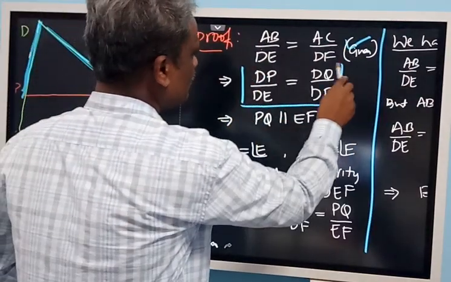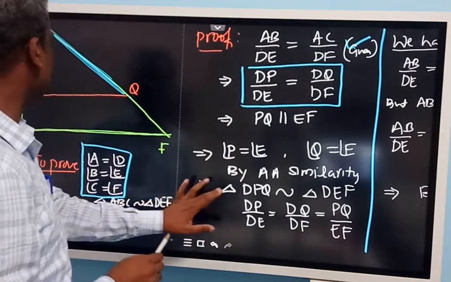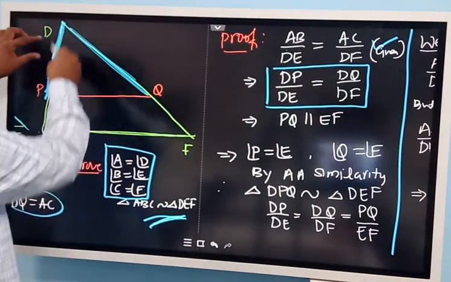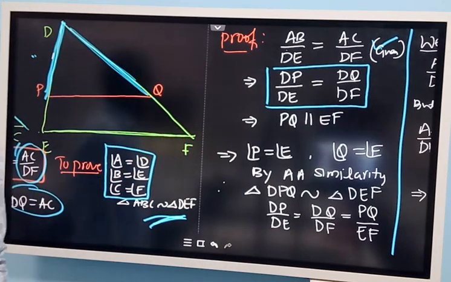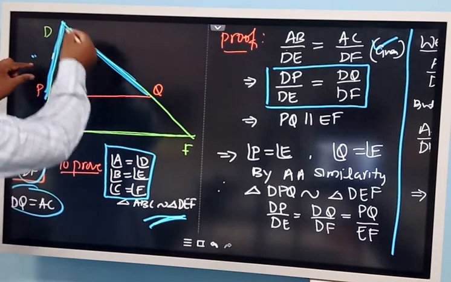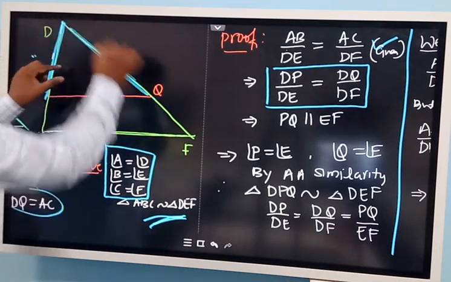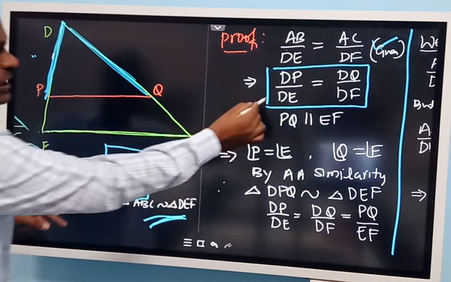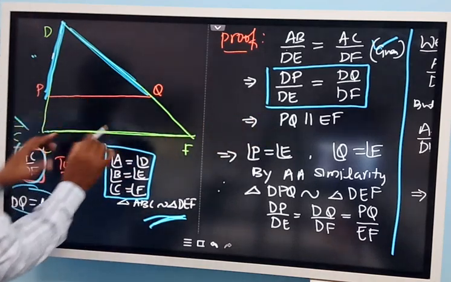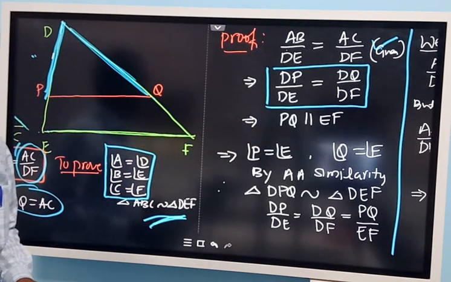Look at this ratio. You got this DP, with reference to the second diagram. DP by DE is equal to DQ by DF. This is a corollary of Thales theorem. This ratio is possible only if PQ is parallel to DF, isn't it? Am I right or not?